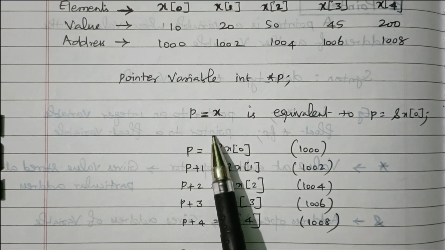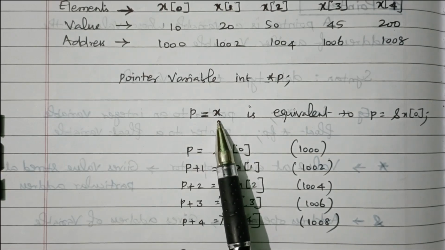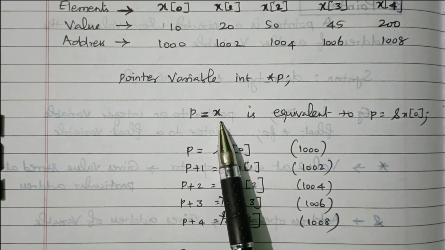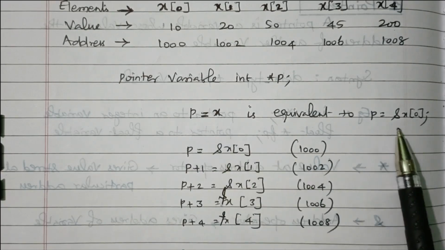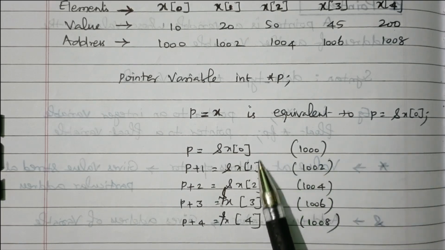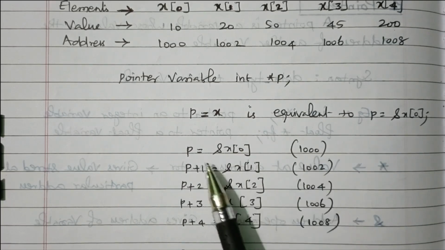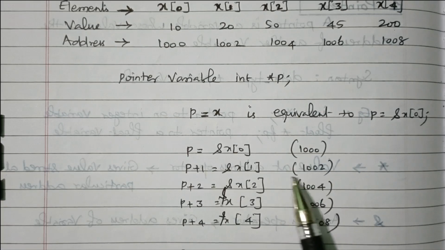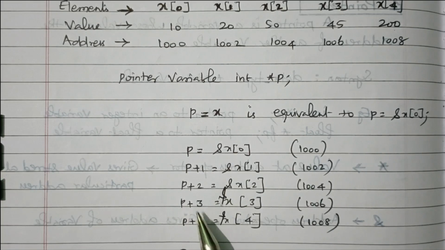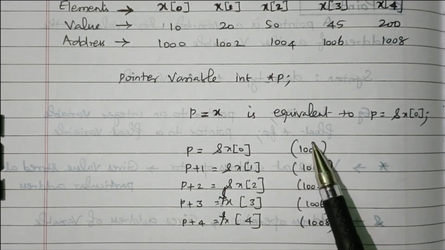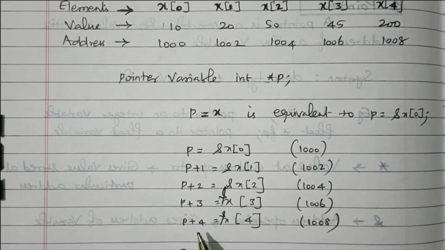Right? So we can simply refer p equal to x, meaning the addresses of the array elements one by one will be stored in the pointer variable. That is the meaning: p equal to address of x[0] refers from x[0] to x[4]. That is, these addresses are all stored in the pointer. 1000 will be stored in p, 1002 will be stored in p plus 1, 1004 in p plus 2, 1006 in p plus 3, 1008 in p plus 4. Right? A set of data, a set of addresses stored in the pointer one by one.